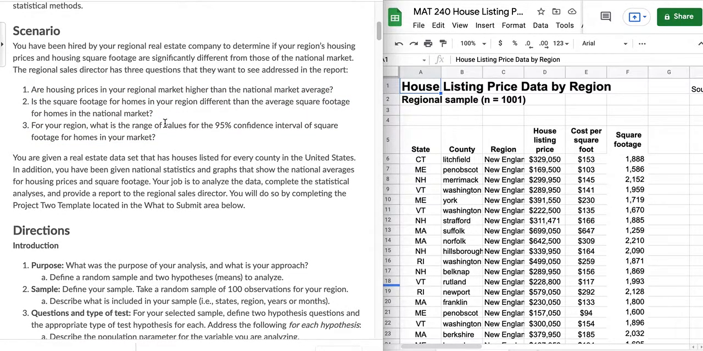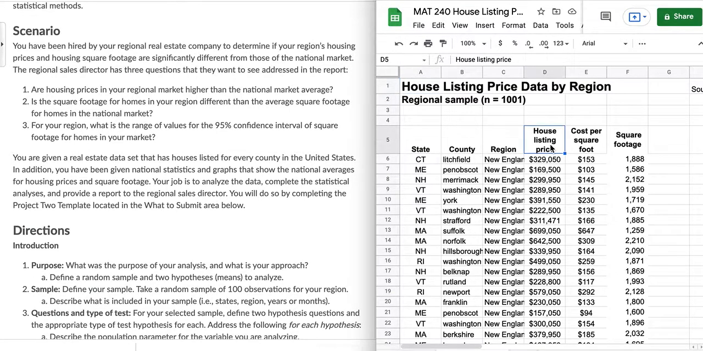The first goal: are housing prices in your regional market higher than the national market average? Second one: is the square footage for homes in your region different than the average square footage in the national market? So housing prices is one variable we're studying. Square footage is another variable. Oh wait, sorry, this one over here. That's cost per square foot. So square footage is another. And then for region, what is the range of values in the 95% confidence interval of square footage for homes in your market?